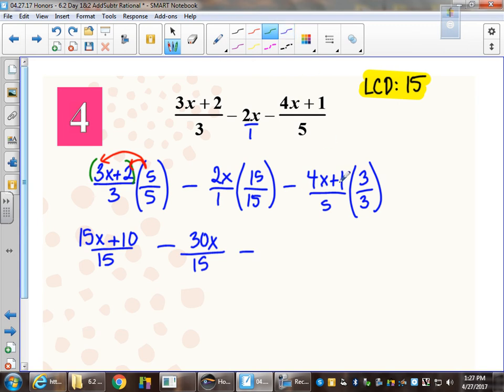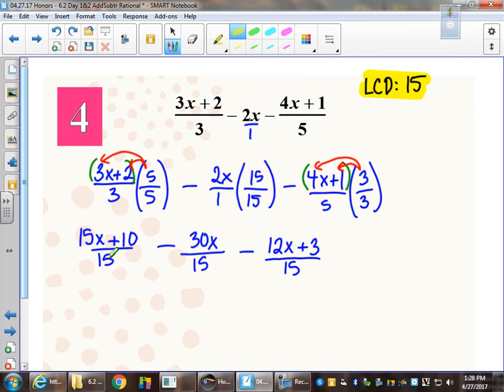Again, notice 4x plus 1, even though it doesn't look like it's together, it really is. So if it helps you to actually put this in parentheses so you remember that you need to distribute 3 to both of those pieces, do that. So we're going to do 3 times 4x is 12x, and then 3 times 1 is 3. In the denominator, I have 5 times 3 is 15.